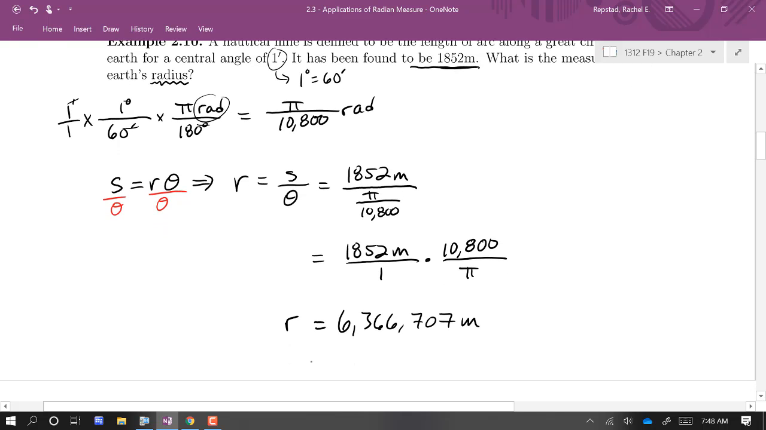If we like, we could convert that to kilometers, and get 6,366.707 kilometers. Now, if you were doing an exercise like this and checking your result, note that the measure they gave us, 1,852 meters, for that arc length has 4 significant digits. So it's pretty likely that they would round the result to 4 significant digits. So that would be 6,367 kilometers.